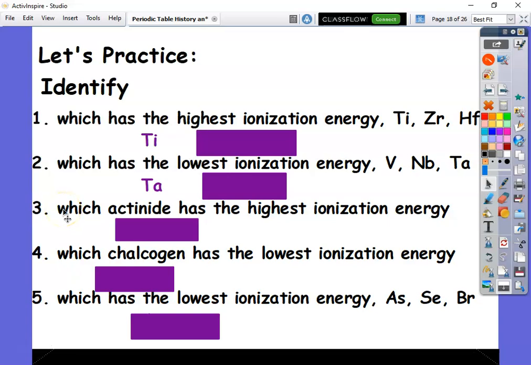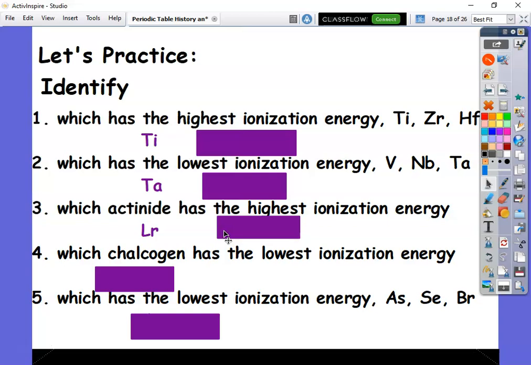Number three, which actinide has the highest ionization energy? This is the very, very bottom row on the periodic table. And this time our answer is Lr, lawrencium. Lawrencium is the furthest to the right of that row of actinides, and therefore it has the smallest atoms. The protons in the nucleus attract the electrons more strongly in those atoms compared to the others. Therefore, it takes a lot of energy to remove an electron.